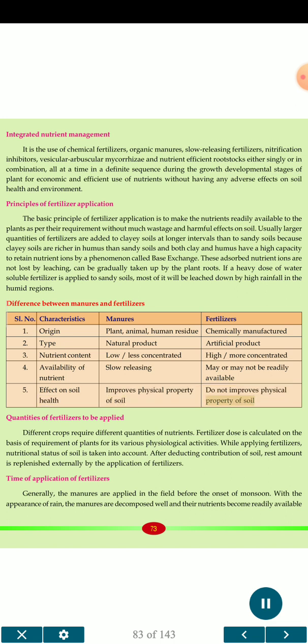Property of soil. Quantities of fertilizer to be applied. Different crops require different quantities of nutrients. Fertilizer dose is calculated on the basis of requirement of plants for its various physiological activities. While applying fertilizer, nutritional status of soil is taken into account. After deducting contribution of soil, rest amount is replenished externally by the application of fertilizer.